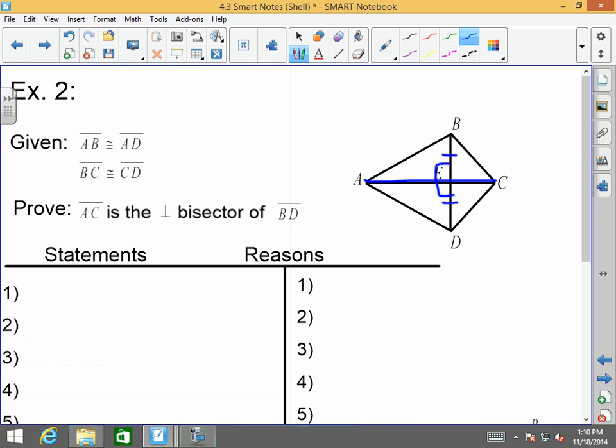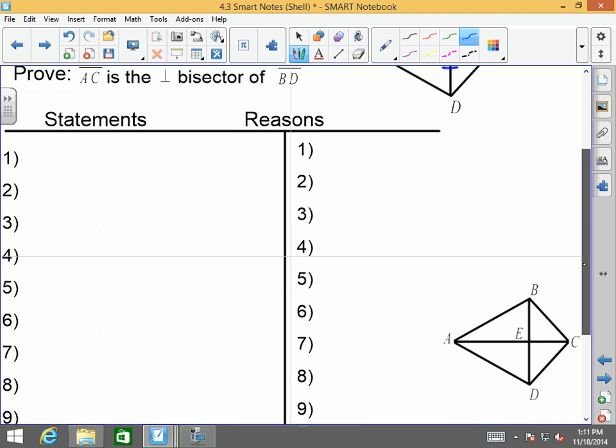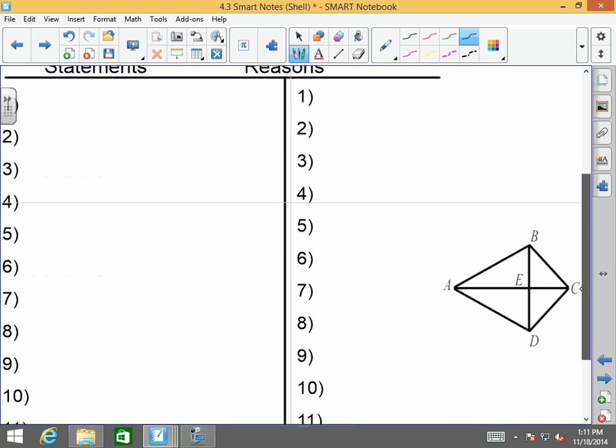But that's what we're trying to prove. We're trying to prove that AC bisects BD and that AC is perpendicular to BD. Hence, I'm not being sarcastic, perpendicular bisector. It's both perpendicular to the segment and it bisects the segment. Thank you, guys. You guys are awesome, as always.